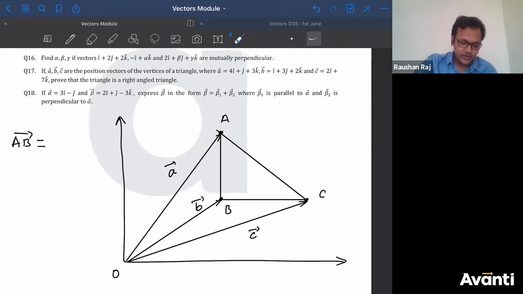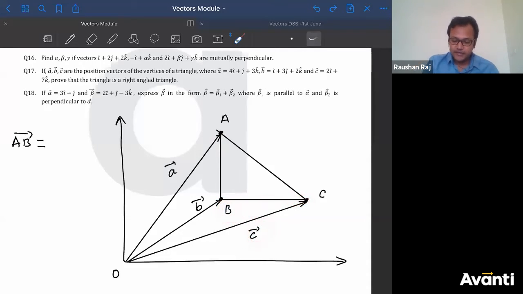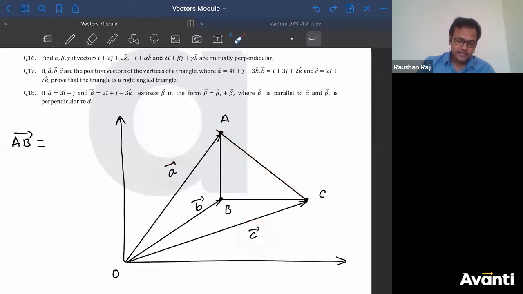If I denote this line, this will be AB, so that will be B minus A, not A minus B. Okay? If I say BC, मतलब B to C, then it should be C minus B. Similarly, if I say CA, then CA would be A vector minus C vector. Got it?